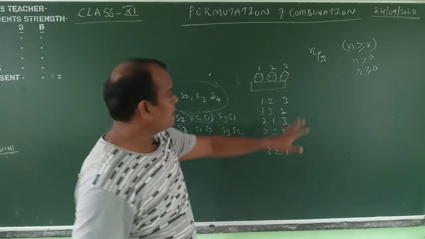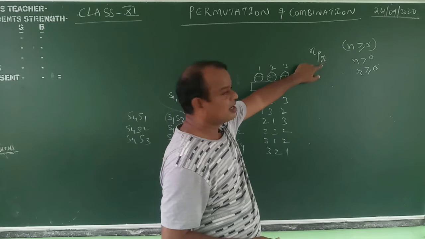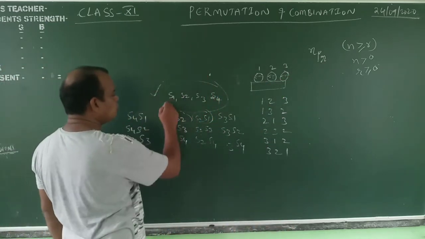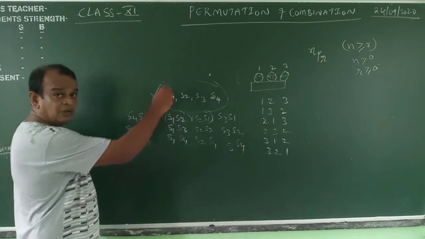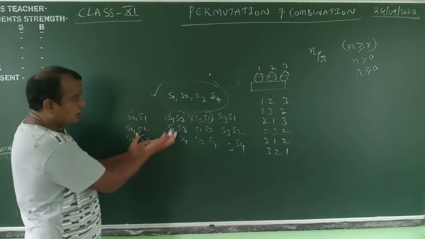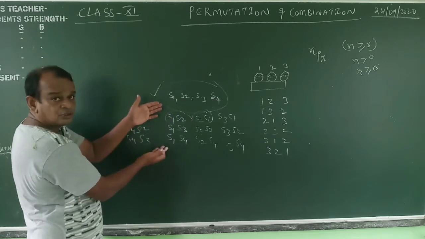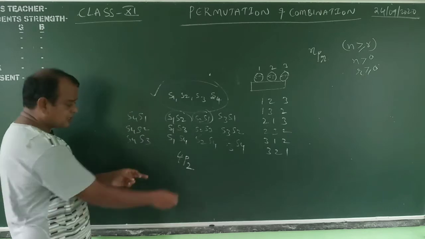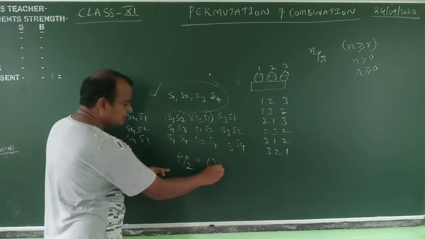Listen carefully. nPr, P means permutation. How to find nPr? Here the number of objects, how many are there? The number of objects is 4. How many will we take? We will take 2. Here 4 objects, we will take 2. In how many ways? It is 4P2 ways, and the value of 4P2 is 12.